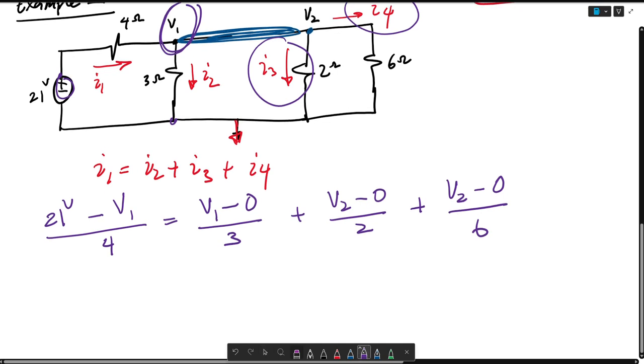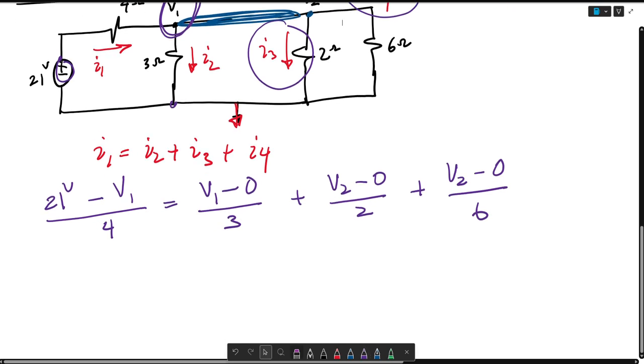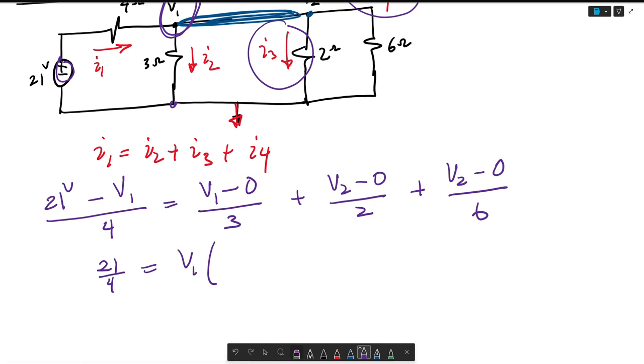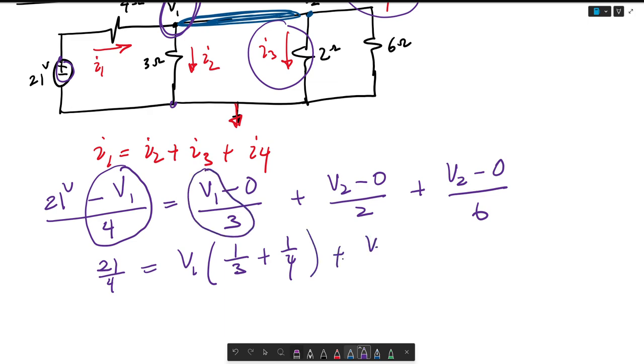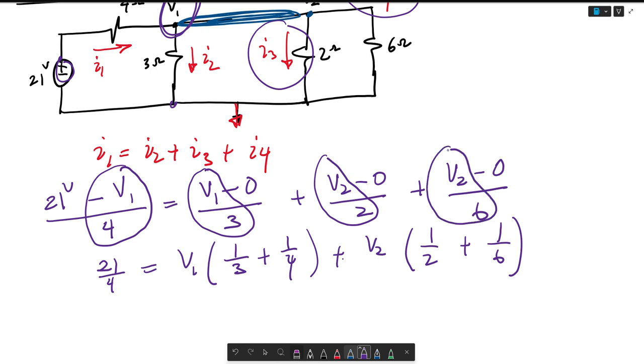So then we can keep going and saying that 21 over 4 is equal to V1 times 1 over 3 plus 1 over 4. 1 over 4 comes from here. 1 over 3 comes from here. Plus V2 times 1 over 6 plus 1 over 2 plus 1 over 6. Again, that comes from here, and that comes from here.